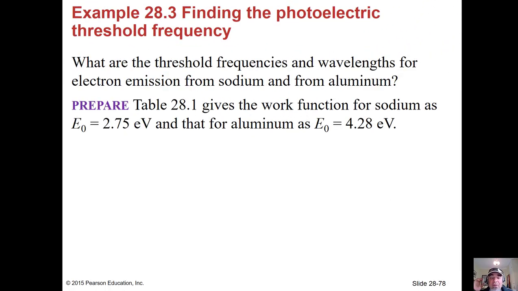Everybody, this is Dr. Bricker here with a video for the remaining parts of Chapter 28. So I just wanted to tie up some loose ends with the photoelectric effect and then go on to the rest of the chapter. So I thought we could start with this example problem.